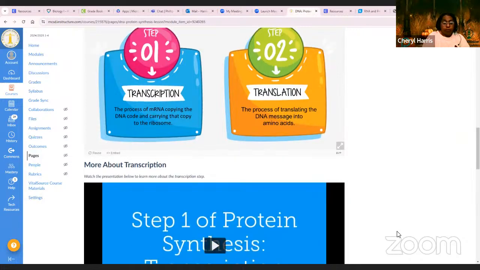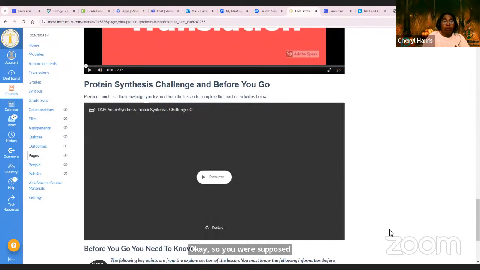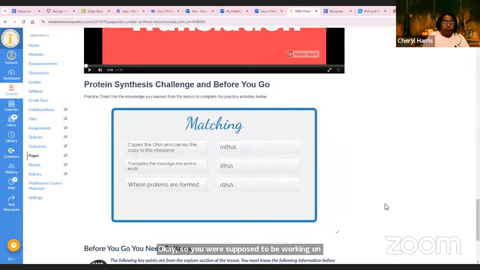Okay, so you were supposed to be working on trying to match up what the 3 different types of RNA have to do. All right, so we need to know who copies the DNA and carries the copy to the ribosome. This looks like they're already in order. Translates the message into an amino acid. They are in order.